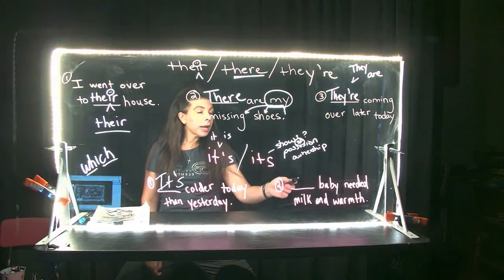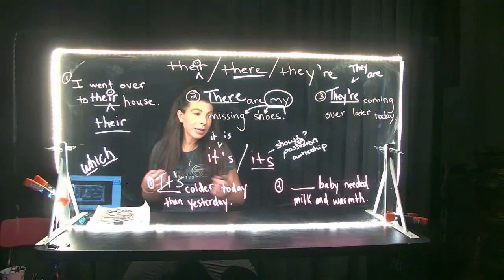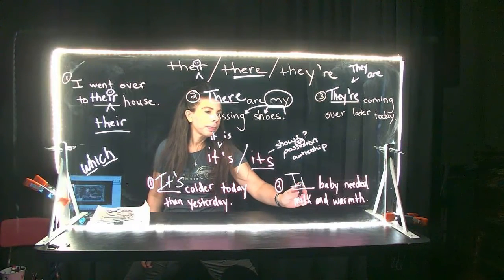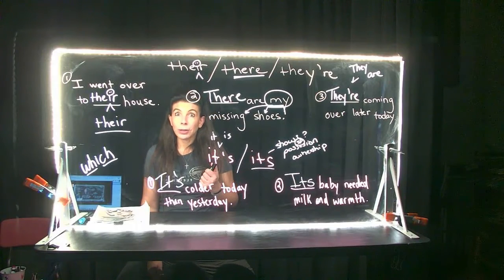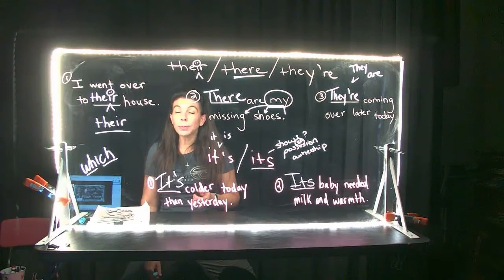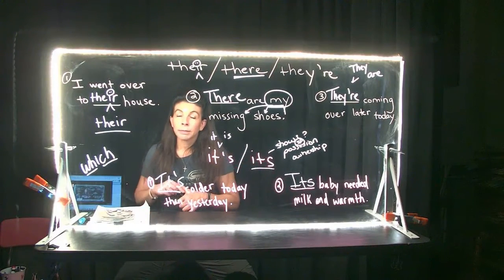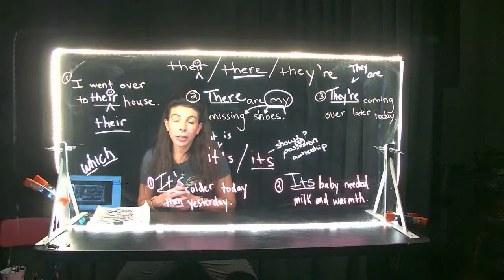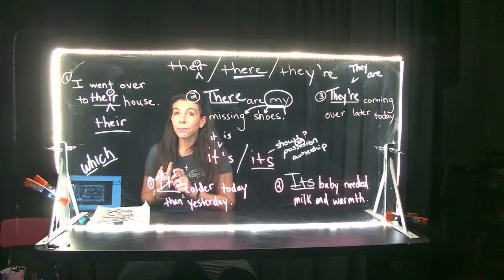It's. And then this one, its baby needed milk and warmth. Remember, this one shows ownership. Its baby. Maybe it was a joey, a baby kangaroo. With one of our reading groups, we read about a joey, and in that reading it said the joeys need milk and warmth. Its baby, the kangaroo's baby, its baby needed milk and warmth. Did you get those it's and its correct? It's tricky. Okay, 3rd grade. That's it for contractions. Look for them when you read, when you speak, think about them, and when you write.